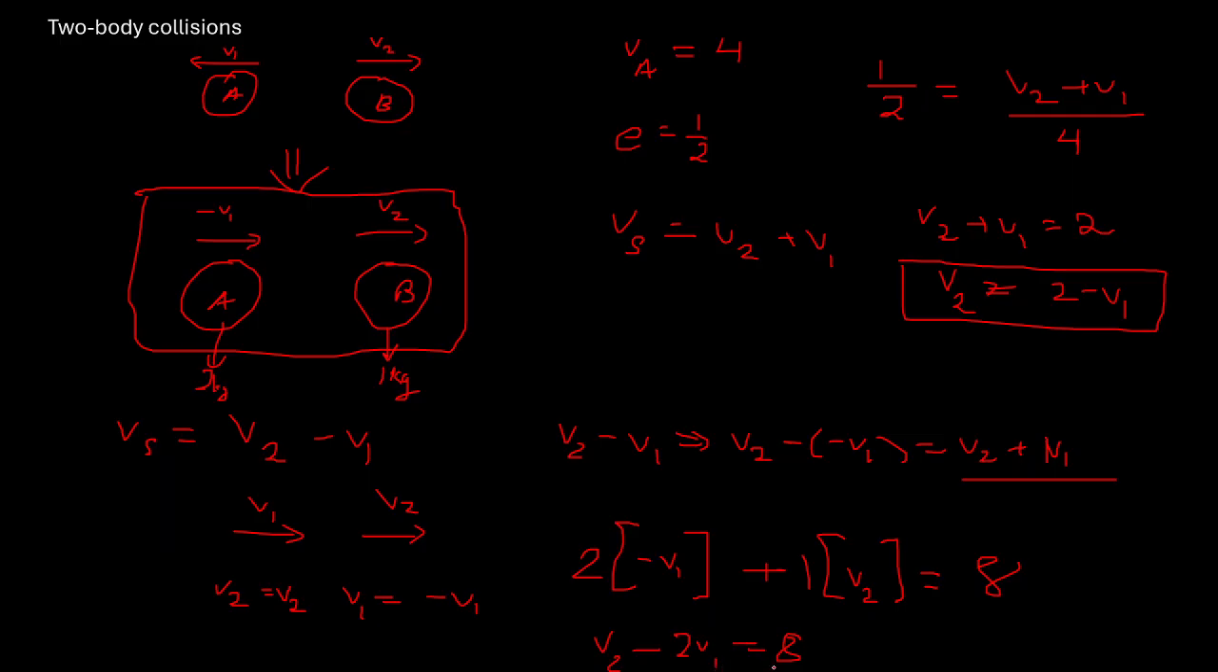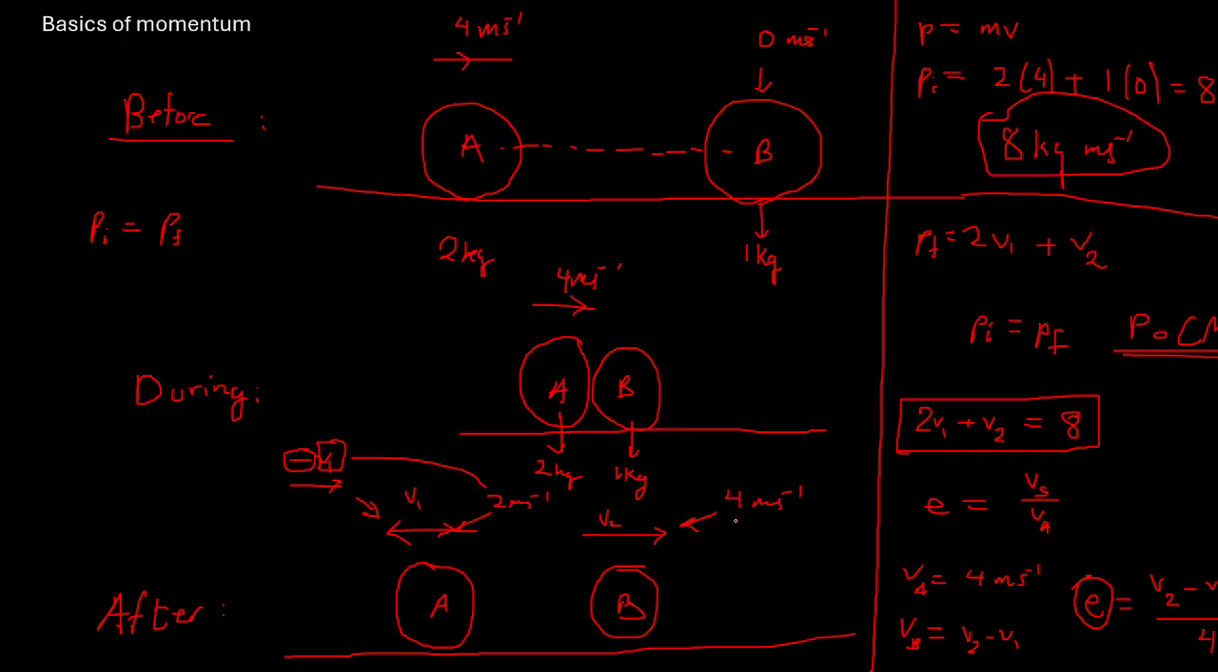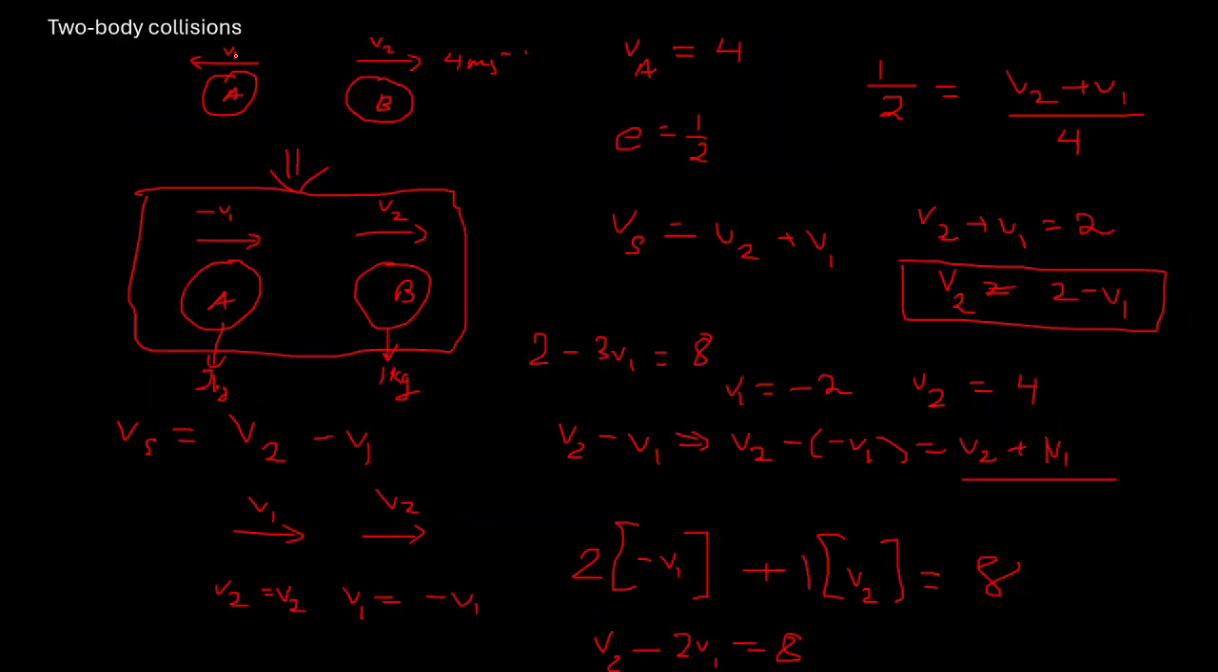Okay, now with that being said, we can now use simultaneous equations. If we plug in v2 for this formula, we would be getting 2 minus 3v1 equals 8, and v1 equals minus 2. And if v1 equals minus 2, v2 equals 4. Now let's see if that compares to our previous values. 4 meter per second this way, that was true because we considered this to be right. And v1 is negative 2 to the left. Now negative 2 this way is simply positive 2 this way.